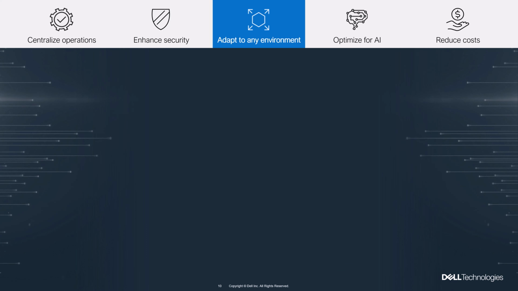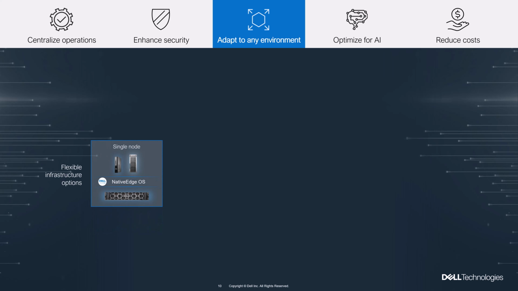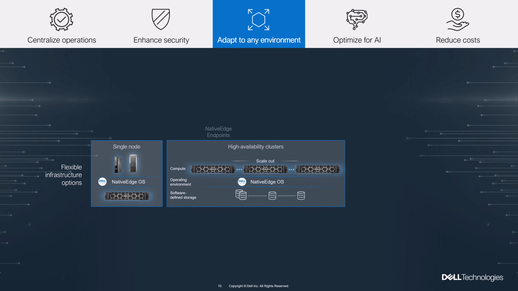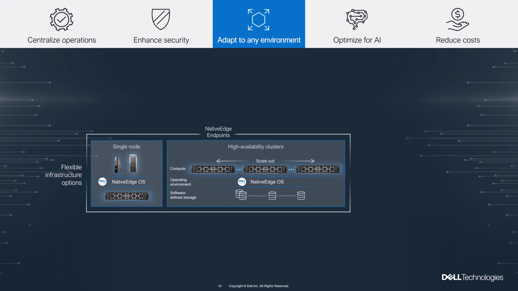Dell NativeEdge is highly adaptable and scalable and can be deployed as a single-tier, two-tier, or disaggregated solution with high-availability clusters. Let's start with the flexible options for compute infrastructure. You can deploy single-node NativeEdge endpoints from Dell. You also have the option to deploy NativeEdge endpoints as high-availability clusters that scale out.